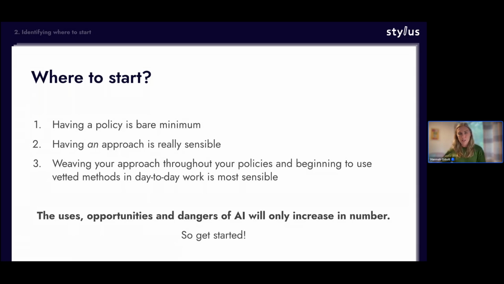Having an approach is really sensible. So this comes down to things like having your champions identified, your staff briefing slots identified. But the more you can weave it through policies and use those vetted methods day to day, the better. So we're going to have more and more in terms of uses, opportunities and dangers of AI. So the sooner you get started, the more up to date you are.